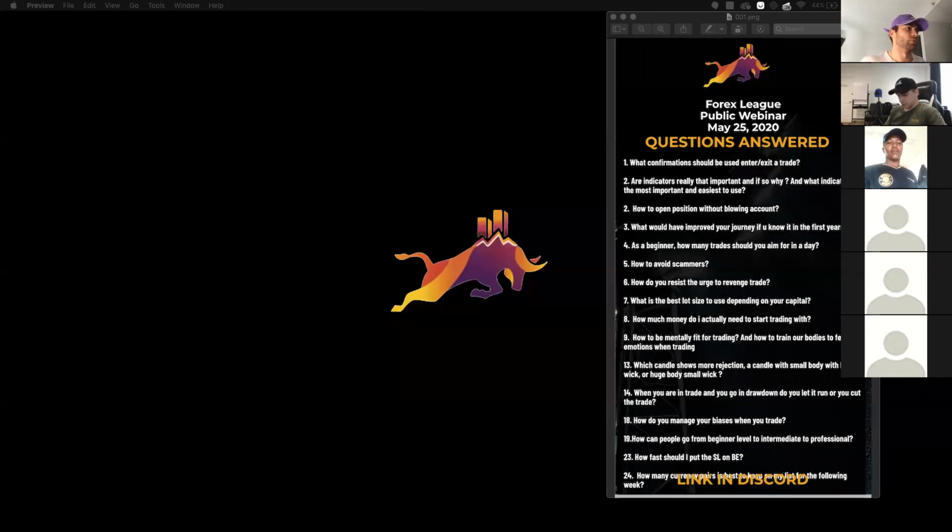So let's go on to number 4, the next one. What would have improved your journey if you knew it in the first few years? So for me, what leverage you use? I still use 1 to 500. If you use regulated brokers, it's going to be 1 to 100, under 1 to 100, 1 to 50, 1 to whatever. There's definitely benefits to doing that. Your money is definitely well protected in those regulated accounts.